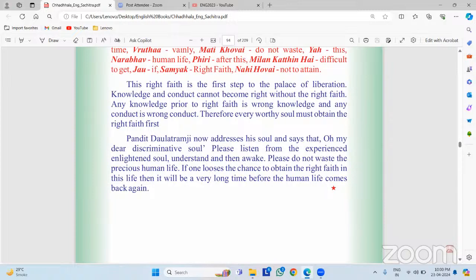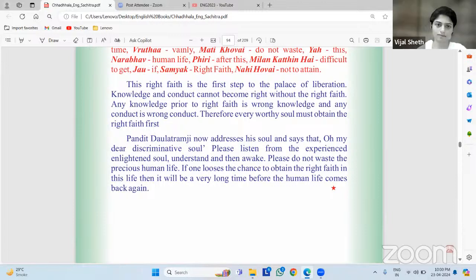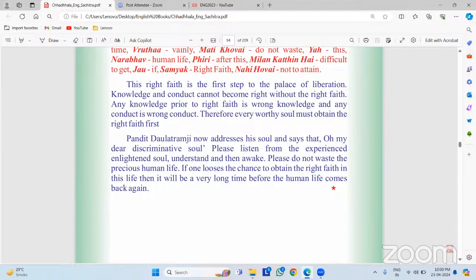Pandit Daulat Ram Ji now addresses his soul and says that, "O my dear discriminative soul, please listen from the experienced enlightened soul, understand and then awake. Please do not waste the precious human life. If one loses the chance to obtain the right faith in this life, then it will be a very long time before the human life comes back again."